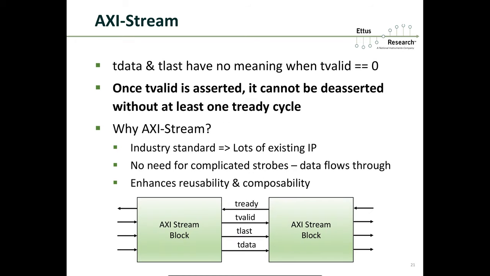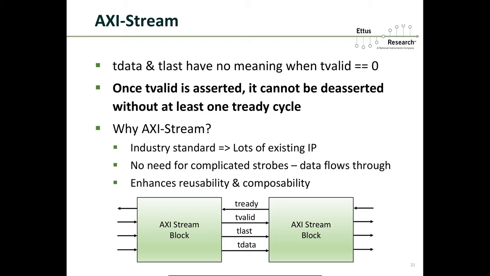There are a few important points I should bring up to remember about AxiStream. One of them is if T-valid is deasserted, then signals like T-data and T-last have no meaning. Sometimes you'll see T-data and T-last might have seemingly random values on them, but when you look at T-valid, you see that it's deasserted or logic level low.